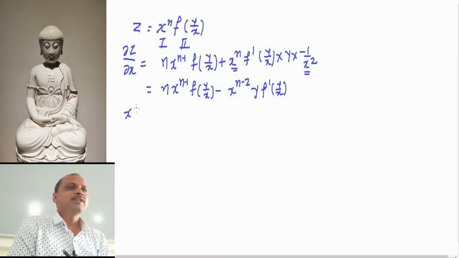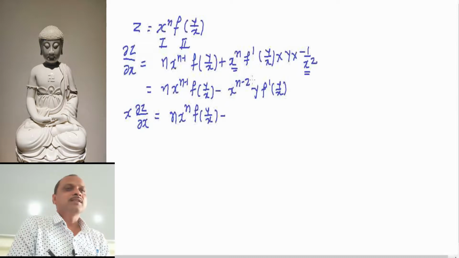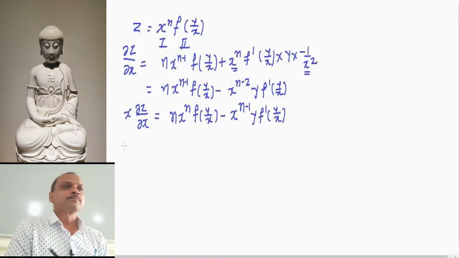Now if we multiply this by x, x into del z by del x. After multiplication, the first term will be n into x raised to n f of y divided by x minus, we are multiplying by x, so this power will be reduced and will be increased by 1, and it will be n minus 1 y into f dash of y divided by x.